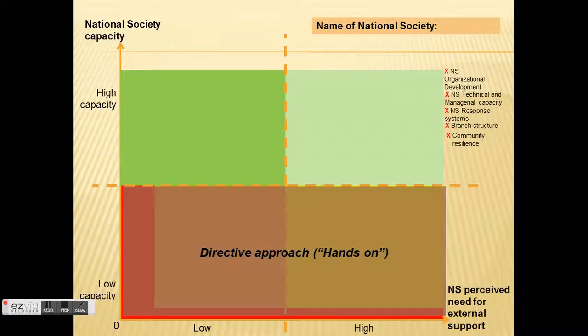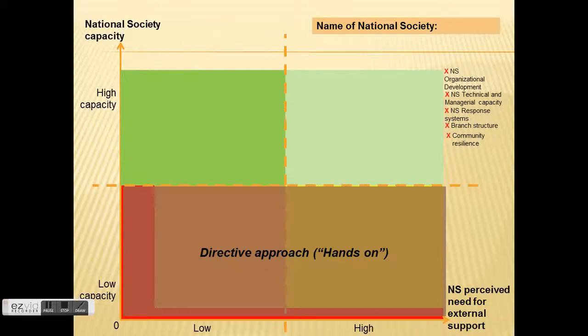Now, this approach is in line with traditional project approaches to support with clear project agreements and indicators, or we can also use time-bound grant letters with clear deliverables. We want to know exactly where the National Society is going. It has low capacity. We want to hold their hands to get there.